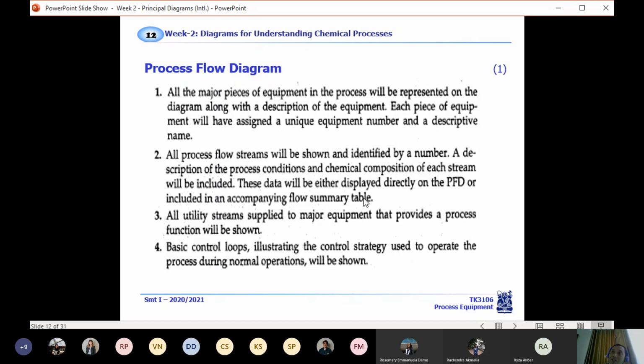What is the flow summary table? It will consist of information on flow rate, pressure, temperature, and also components. The utility streams supplied to the major equipment should also be shown, and the basic control loops are also to be shown as well.